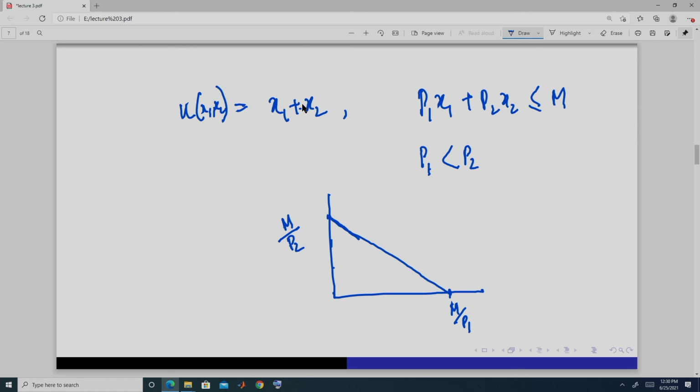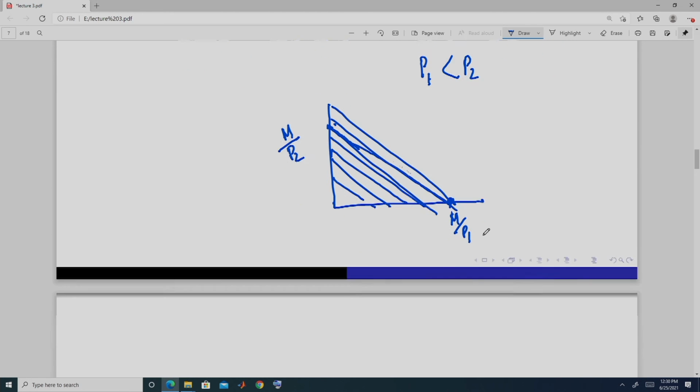But if we plot these indifference curves, these are straight lines and these heights and bases are going to be the same. So if we do this, we will get like this, and this is going to be our optimal point. So we get that x1 is actually this when P1 is less than P2.